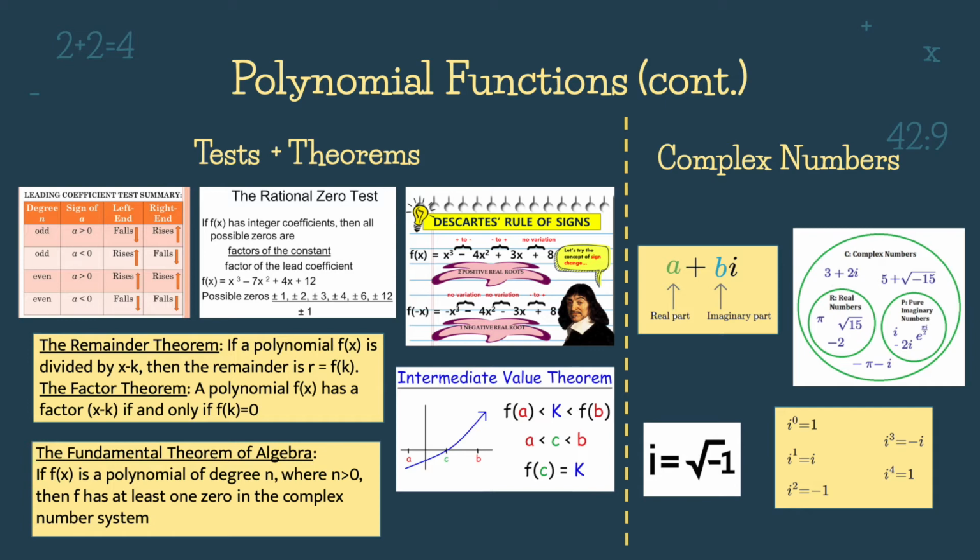The factor theorem states that a polynomial f of x has a factor x minus k if and only if f of k equals 0. Finally, the fundamental theorem of algebra states that if f of x is a polynomial of degree n, where n is positive, then f has at least one zero in the complex number system. Speaking of complex numbers, they are numbers of the form a plus or minus bi, where i is the imaginary unit and a and b are real numbers. The imaginary unit i is defined as i equals the square root of -1, where i squared equals -1.